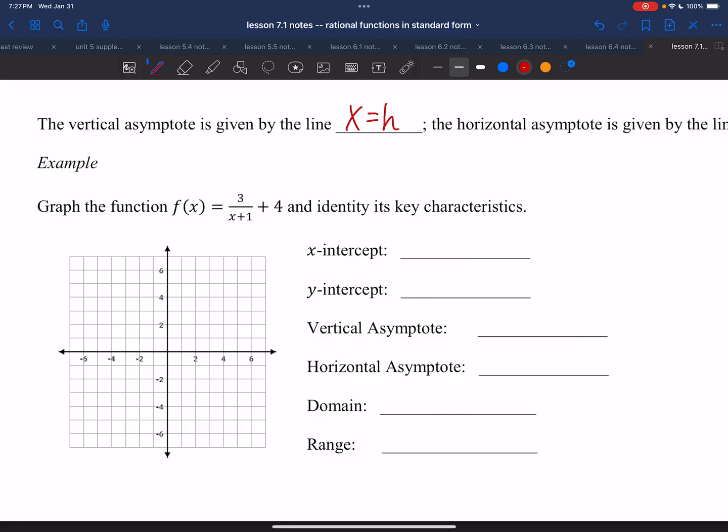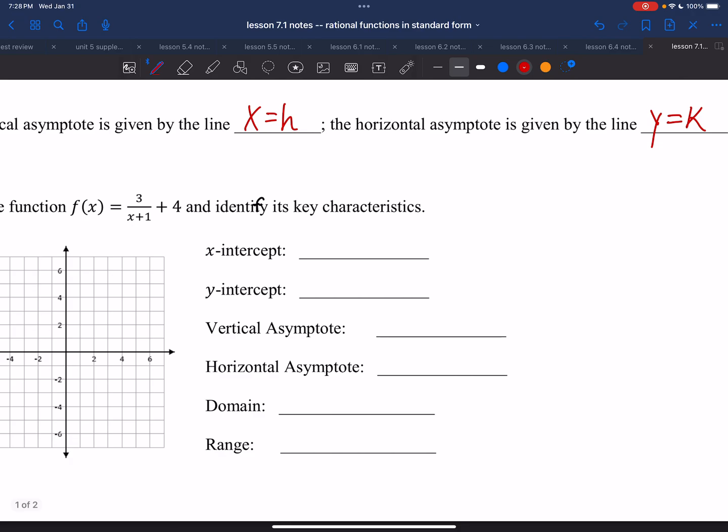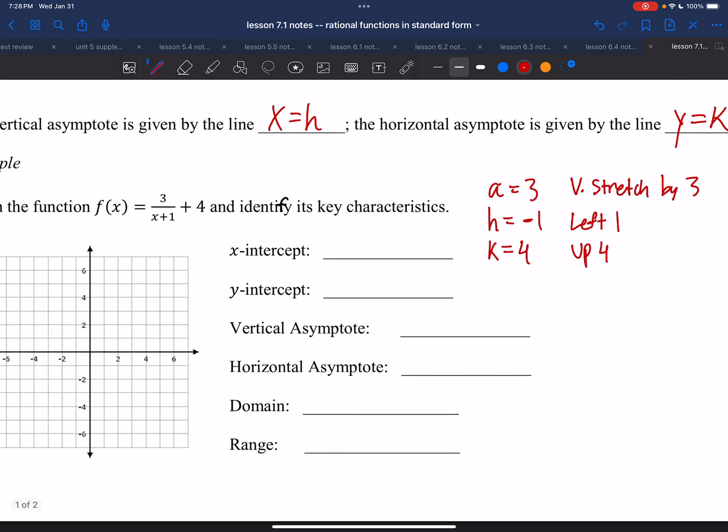It says graph the function 3 over x plus 1 plus 4 and identify, not identity. Oh no. I hate when I make typos. Identify. There it is. That's a little bit better. Its key characteristics. So, as we just noticed, a is 3, so it's being stretched by 3, vertical stretch by 3. H is a shift left 1, so it's negative 1, because I'm doing subtraction by negative 1 to get plus 1, so that's left 1. And k is up 4. And so h and k actually tell me where the asymptotes are. The vertical asymptote is shifted left 1, so it's at x equals negative 1. The horizontal asymptote is shifted up 4, so it's y equals 4.